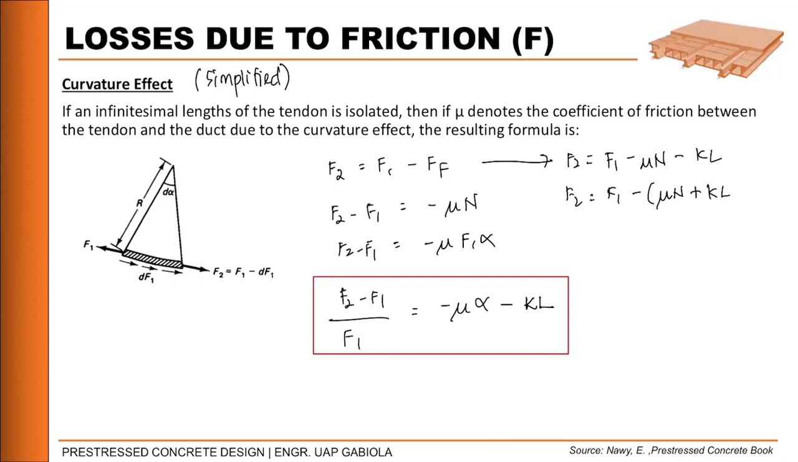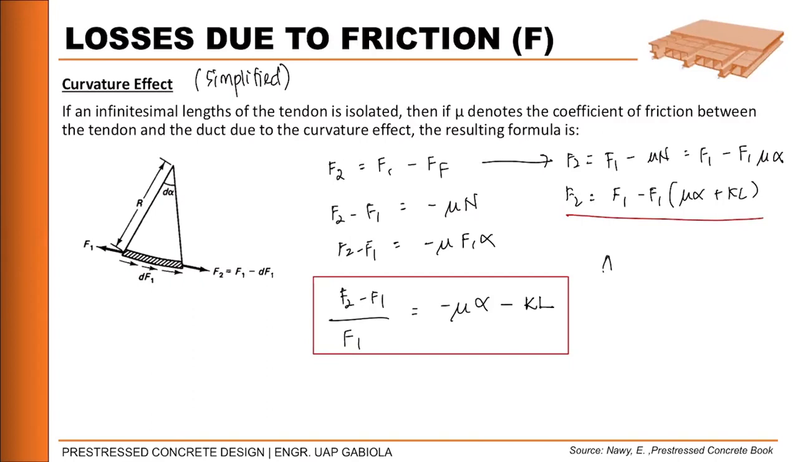Wait lang. Okay, so dito, mu N, so magiging F1 minus F1 mu alpha, and then F1 minus F1 mu alpha plus KL. Okay, kasi may negative na dun sa labas. Okay, so ito yung magiging value ni F2 ngayon. Value ni F2. So, para makuha yung ating change.